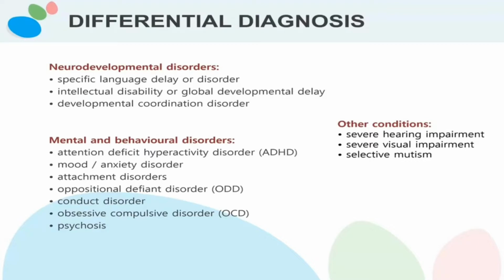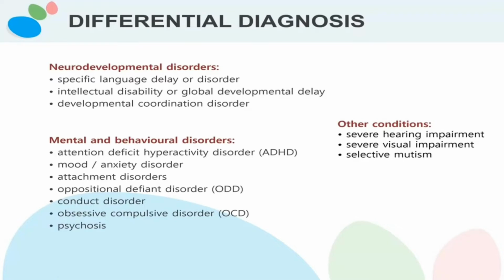So if you suspect it, sometimes it happens where we miss out this step, this rule out hearing and visual. So it's good if the doctor forgot to refer, if the parents can remind them to refer the child to rule out hearing and also visual impairment.